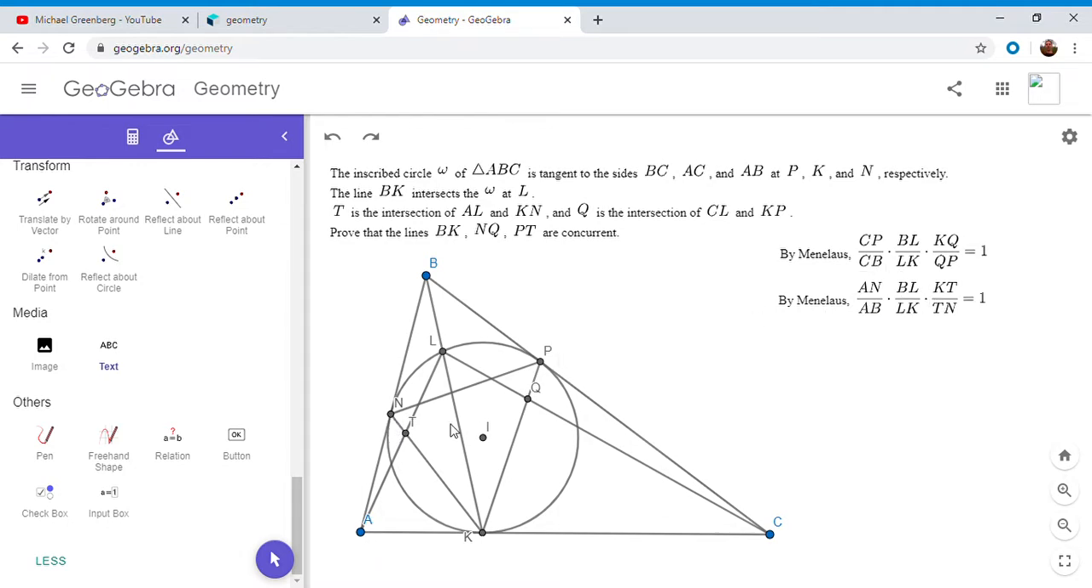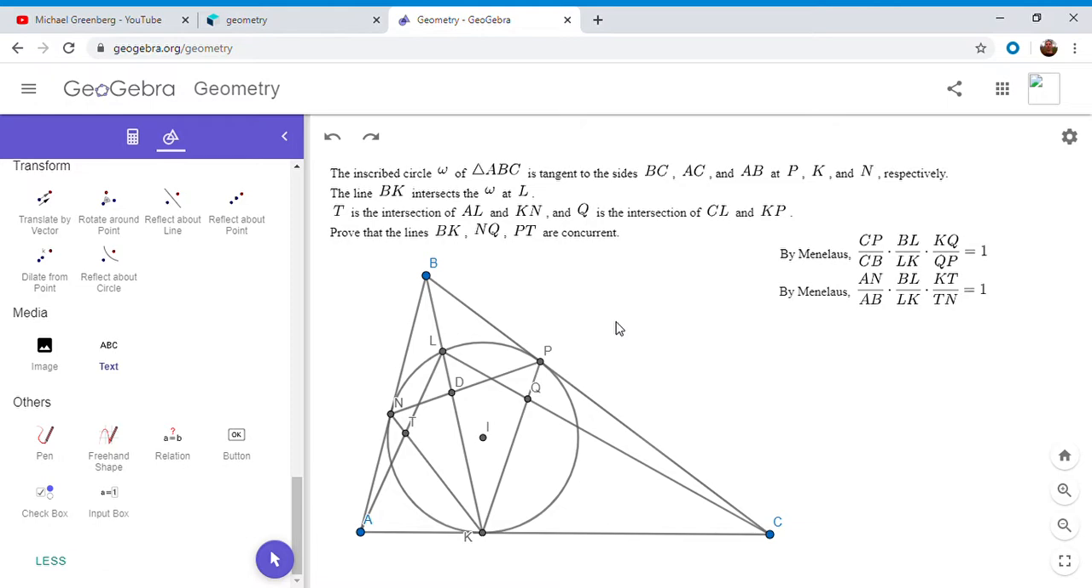Then we can similarly use Menelaus to find TK over KN. So we have AN over AB times BL over LK times KT over TN equals 1. Okay, so these two equations give us the ratios KP over QP and KT over TN. Now, like I said, we want to label the intersection D of PN and BK, and we want to see if we can get ND over DP in an equation.